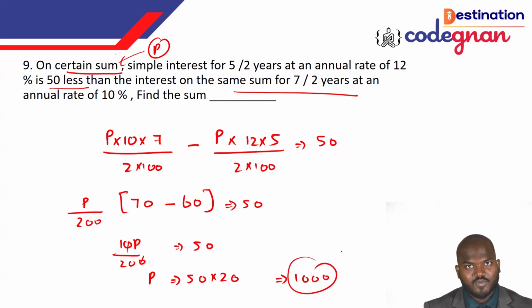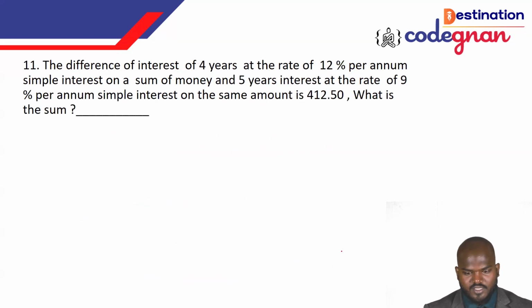I hope you clearly understand this one. You see why we are taking 7 by 2 initially and 5 by 2 in the next one? Because we just want to show the less-than value, so that is why we are doing this. Clear? Okay. So going to the next question, they are giving that the difference of the interest for 4 years at a rate of 12% per annum on a sum of money, and the interest for 5 years at the rate of 9% per annum on the same amount, is equal to 412.50.